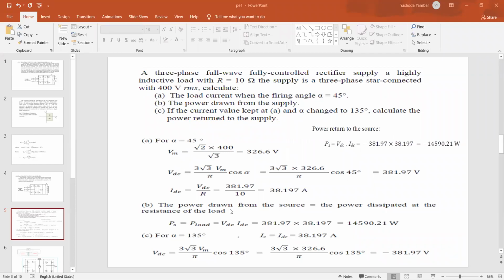Right. So problem you can see. And what is the power returned to the source? Again, VDC into IDC, but it is a negative value we have to carry. Minus 14590.21 watts. It doesn't say negative power. The negative sign indicates that power is transferred from load to source and current is flowing in the opposite direction, that is from load to source. So three-phase full converter we have done. Okay. So any problem? This is the concept only.